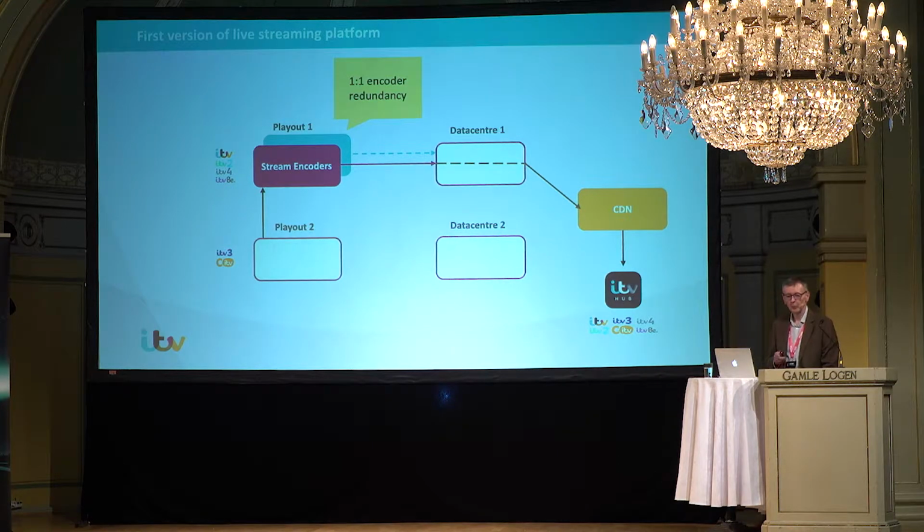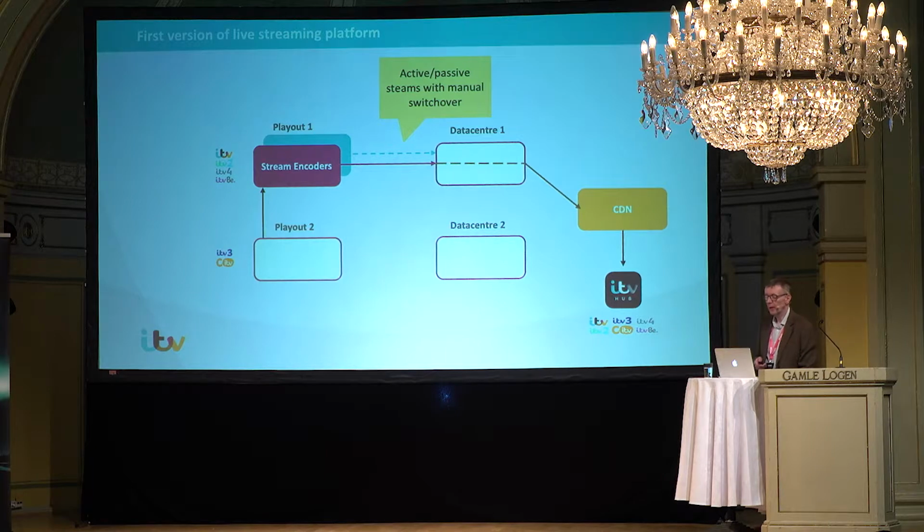But we did have full one-for-one redundancy. Here we show that as red and blue paths. One-for-one is expensive, of course, because you're doubling everything, but it does give you a lot of reliability. The initial platform also had active-passive streams. One stream, the red stream, would be active. The blue stream would be ready, but not actually switched to service. Again, a manual switchover isn't the best way to handle that. And a single path to the CDN.